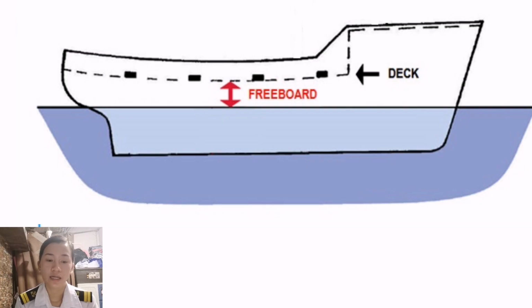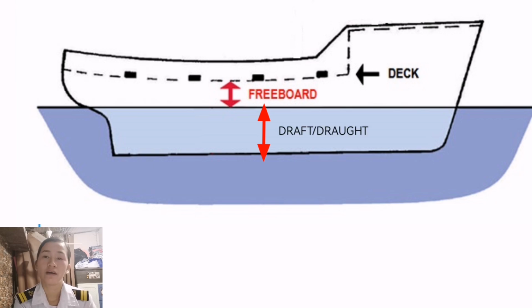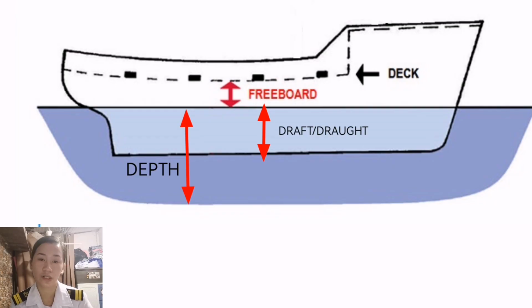But when you measure from the water level down to the keel, or the bottom part of your vessel, that is called draft. Draft can be spelled D-R-A-F-T or D-R-A-U-G-H-T. And when you measure from the water level to the sea bottom or seabed, that is called depth, spelled D-E-P-T-H. So it is very important that you know these three.